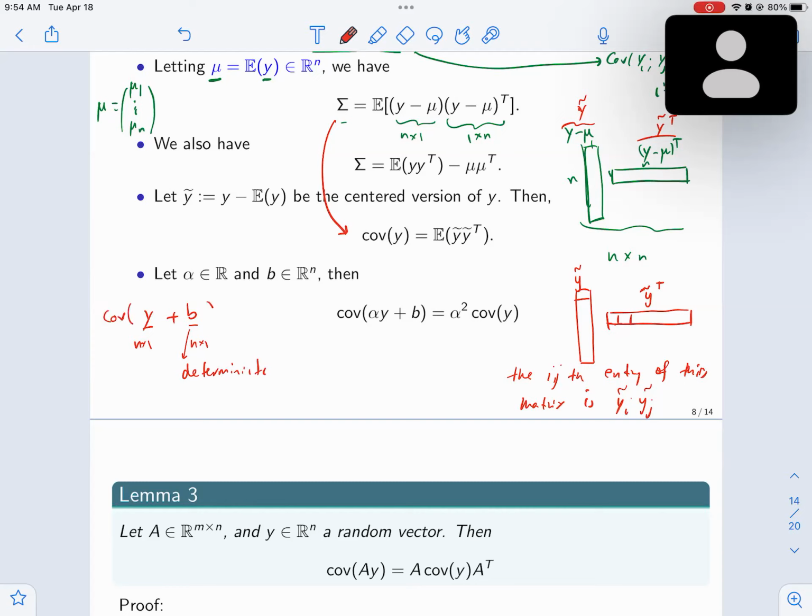When I try to compute the covariance, I have to compute the centered version of this by subtracting its mean from itself. So the mean of this would be the expectation of y plus b. When I subtract, the b's cancel out, so you get y minus the expectation of y. So the centered version of this vector is the same as the centered version of y, so the covariance would be the same. The covariance matrix would be the same. So the covariance matrix is shift invariant, which is very useful.